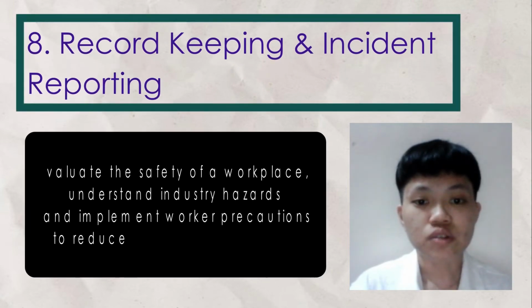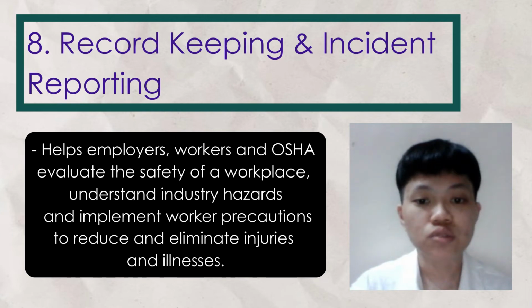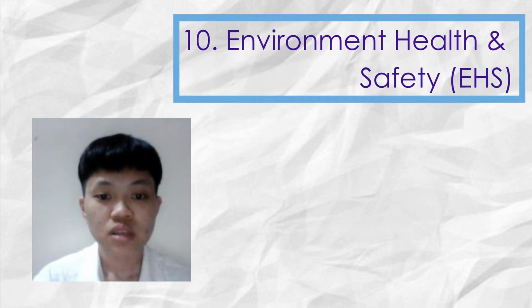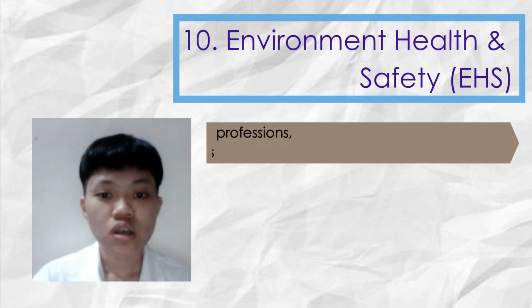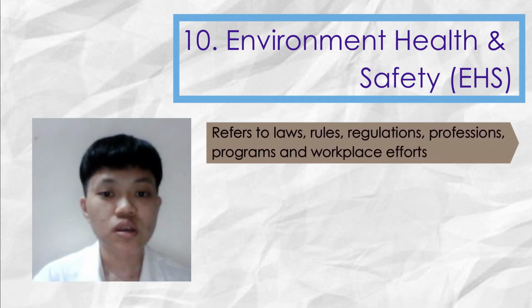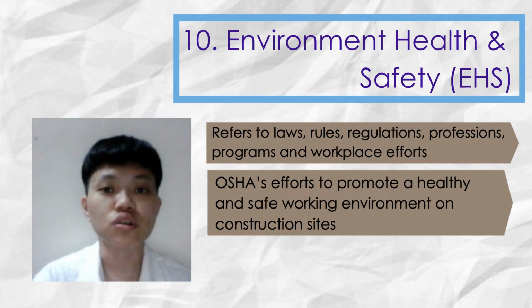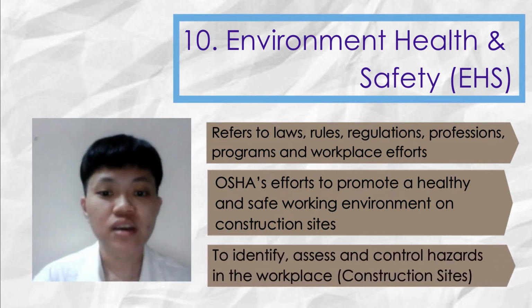This can help the employees, workers, and OSHA evaluate the safety of a workplace, understand industry hazards, and implement worker precautions to reduce and eliminate injuries and illness on the construction site. Fire prevention and protection, environment, health and safety, EHS. This refers to laws, rules, regulations, professions, programs, and workplace efforts. This is one of the efforts of OSHA to promote a healthy and safe working environment on the construction site. It is to identify, assess, and control hazards in the workplace.